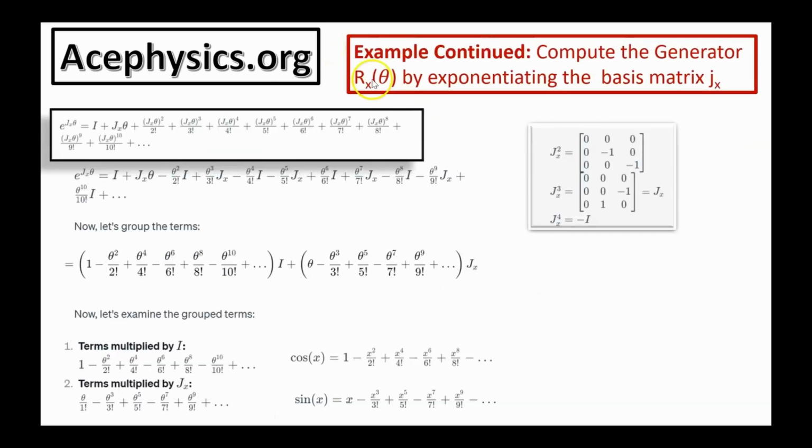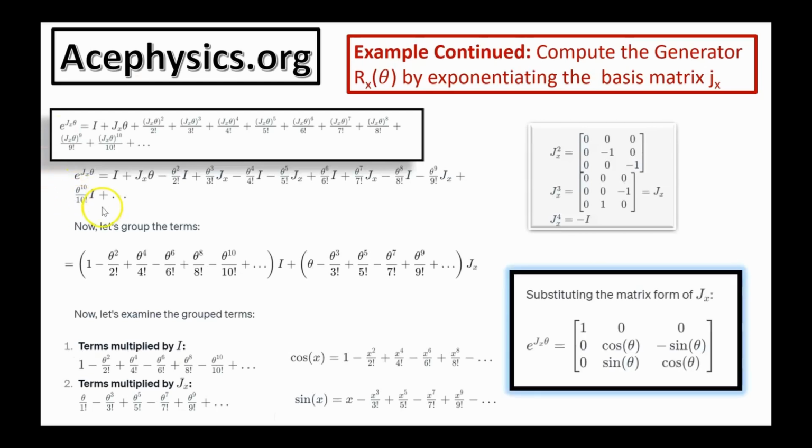Oh, what a feat. On this slide, I'm continuing with the example, computing the generator Rx of theta by exponentiating the basis matrix. This is the exponential, and this is the formula for the exponential. The exponential function can always be represented by this Taylor series. This series is often used in physics and is necessary for anyone studying physics to know. Any exponential can be expressed as this series without further explanation. If you're new to physics, familiarizing yourself with this formula will be incredibly valuable, as it underpins many key concepts in calculation. This is the Taylor series for the exponential.